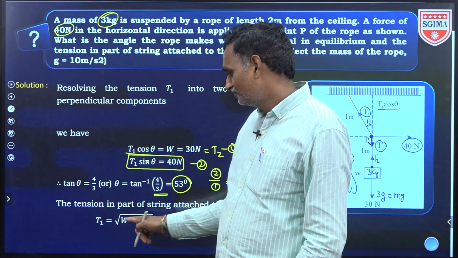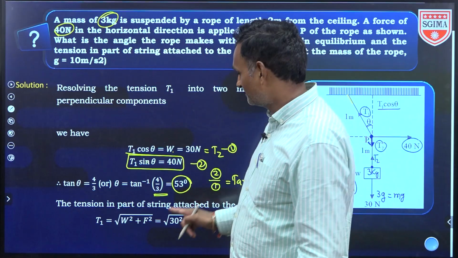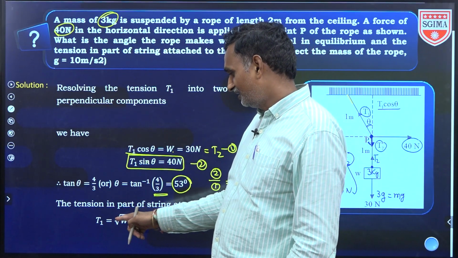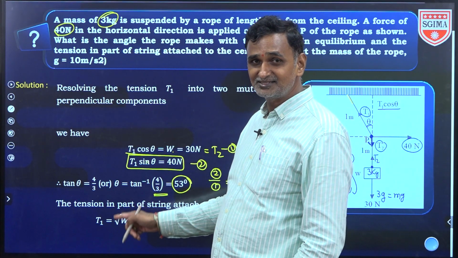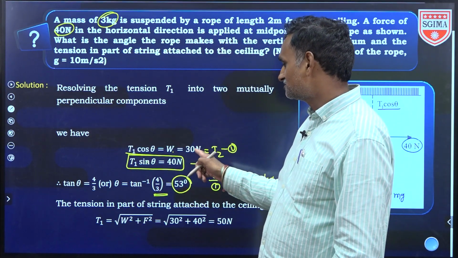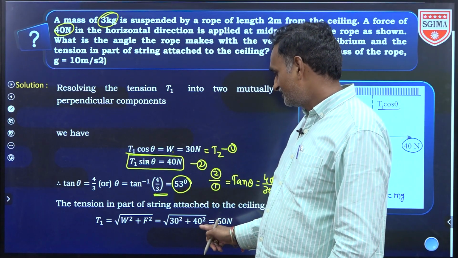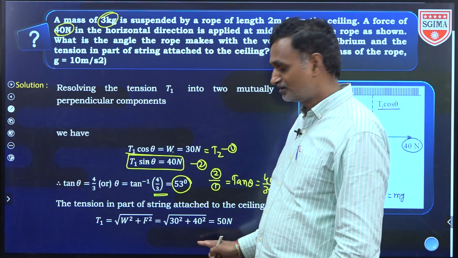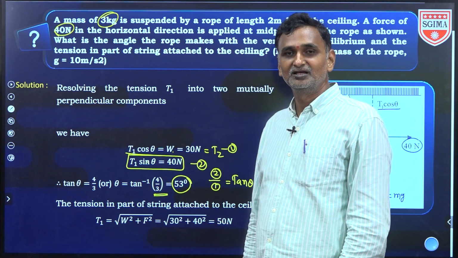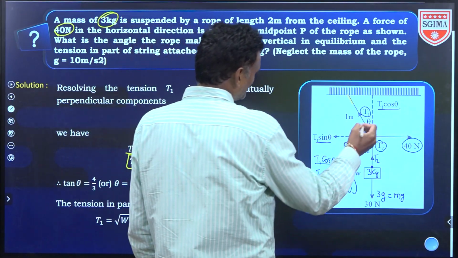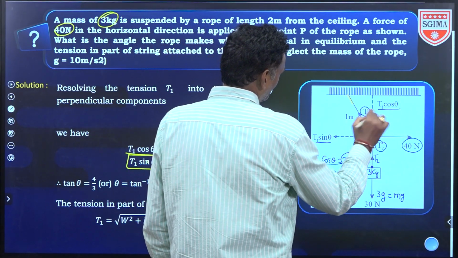Tension squared equals W squared plus F squared, whatever the values are. So on squaring and summing both the equations, we get this. W is 30 squared, which is 900, and F is 40 squared, which is 1600, total 2500. So T equals 50. So the tension in this part of the wire is 50 newtons.